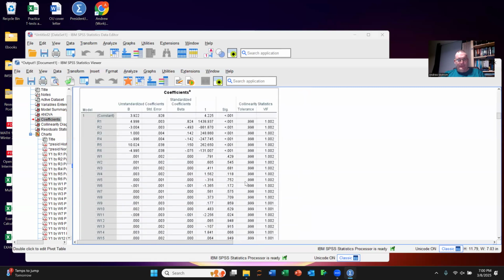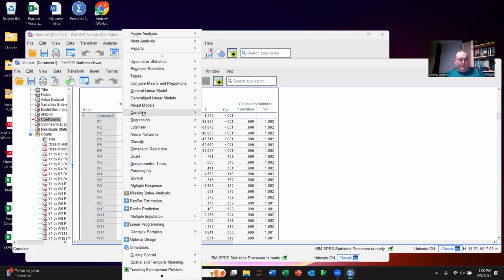So what we should be doing is looking at the significance levels here, find the variables that have the largest values, and then eliminate, say, one or two of them at a time and go on from there. So that would be cool.